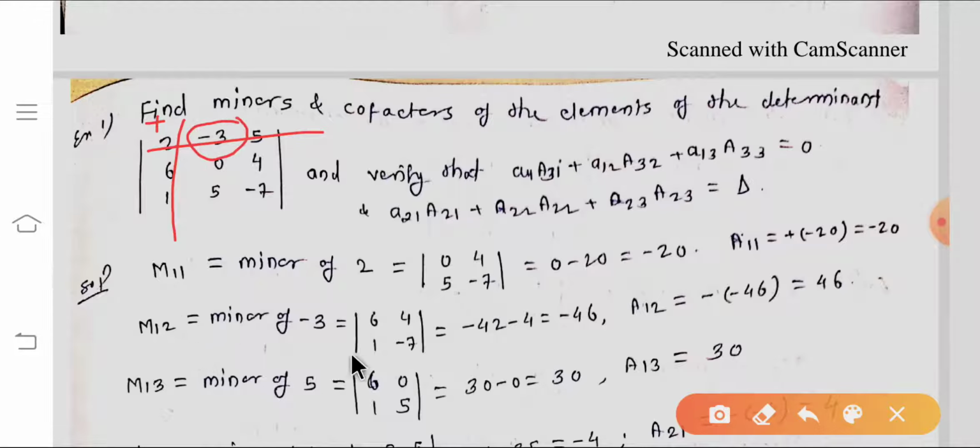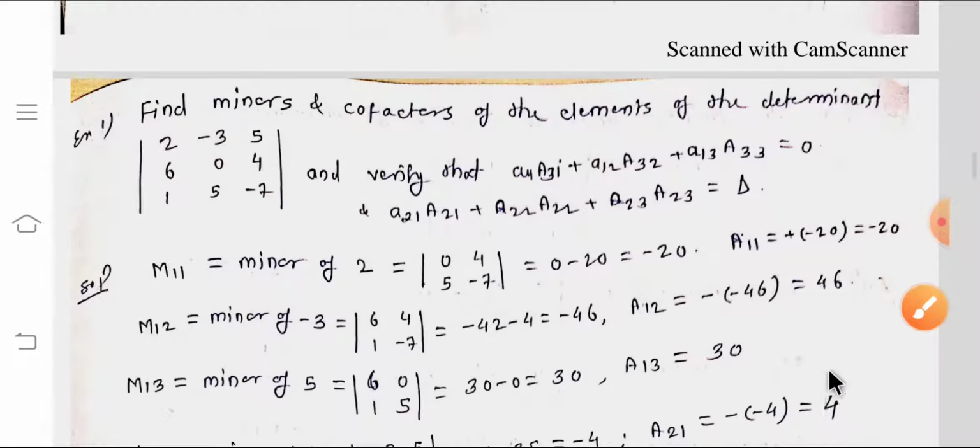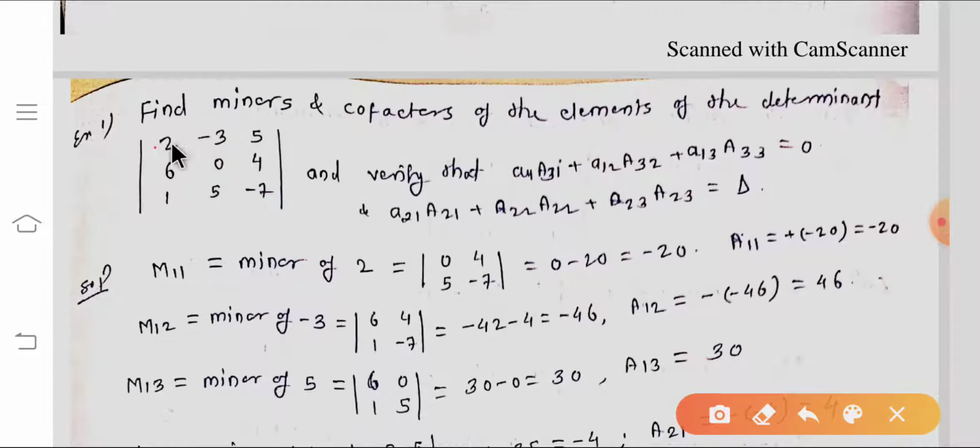Next M12, the minor of minus 3, neglecting this row and this column. The remaining determinant is 6 4 1 minus 7. 6 times minus 7 is minus 42, minus 4, that is minus 46. The cofactor of minus 3, which lies in the first row and second column, always has a negative sign, so the negative of this minor. Minus of minus 46 comes positive 46.